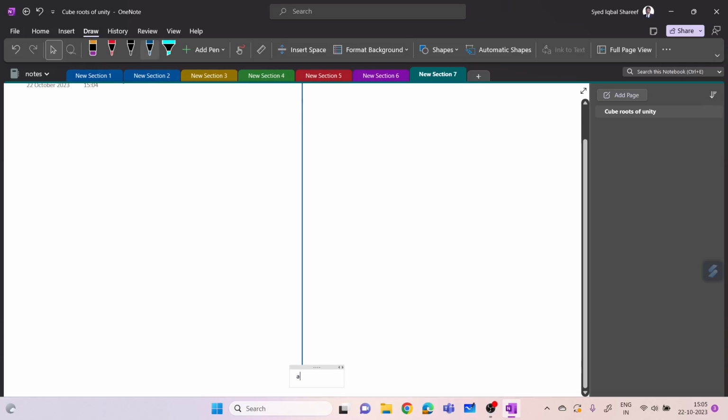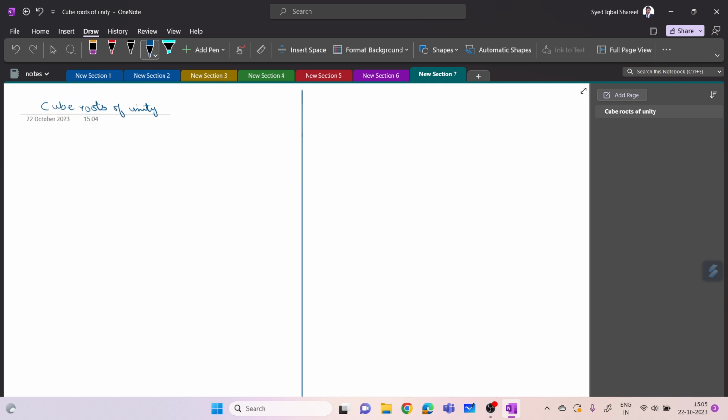Today we'll discuss the cube root of unity. What is the cube root of unity? 1, omega, and omega square are called the cube roots of unity. This is omega.